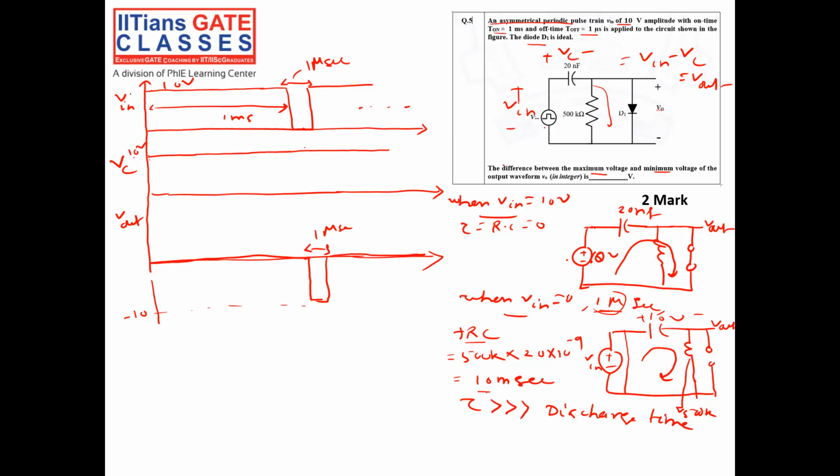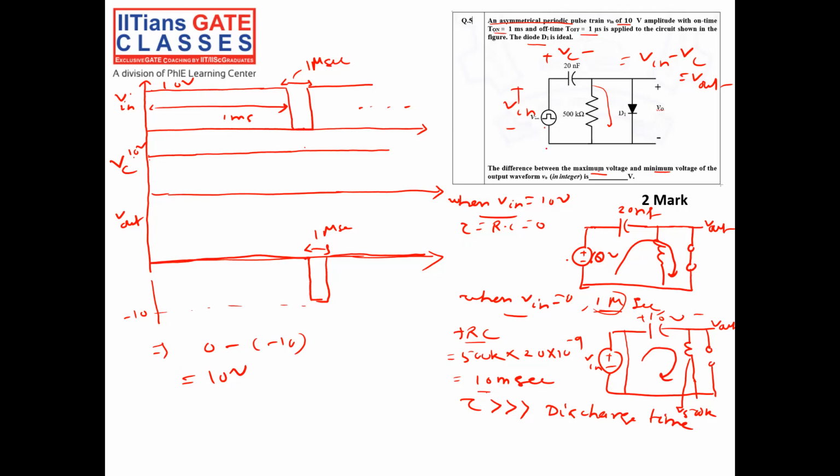What the question is asking is the difference between the maximum voltage and the minimum voltage of the output waveform. The maximum voltage is 0, and the minimum voltage is minus 10. So I get 10 volt as the difference between the maximum and minimum voltage in the output.